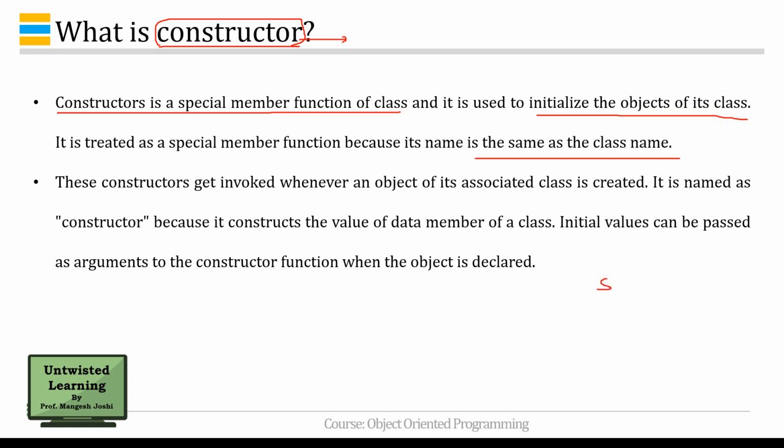Meaning if you have a class student, its constructor will also have the same name, that is student. That is its speciality. These constructors get invoked or called whenever an object of its associated class is created. It is named constructor because it constructs the value of data members of a class. Initial values can be passed as arguments to the constructor function when the object is declared. Okay, so this is about the constructor.